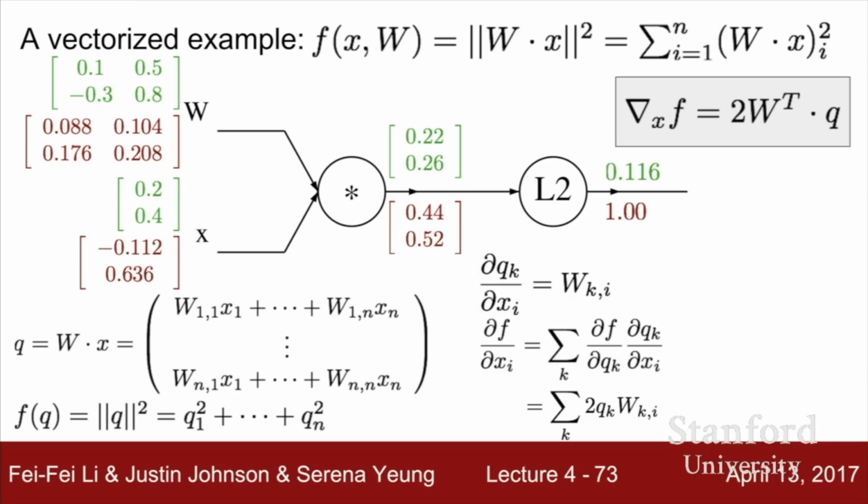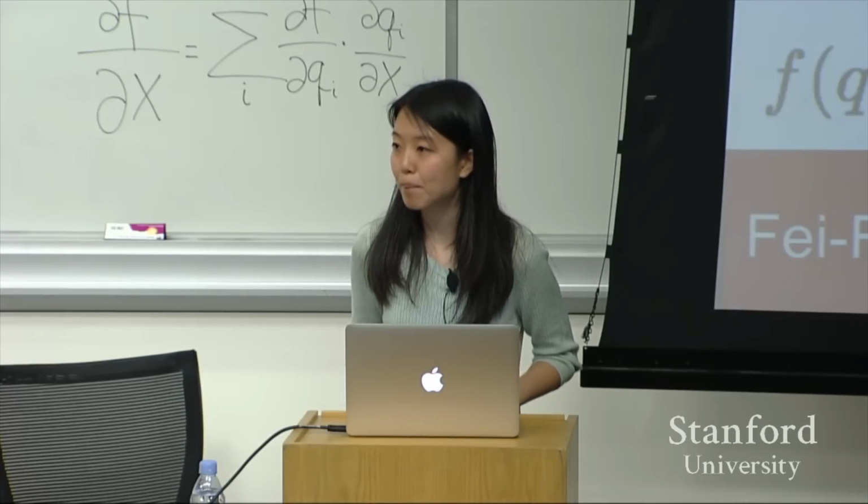This is going to be the gradient with respect to x, again, of the same shape as x, and we can also write this out in vectorized form if we want. Okay, so any questions about this? Yeah.